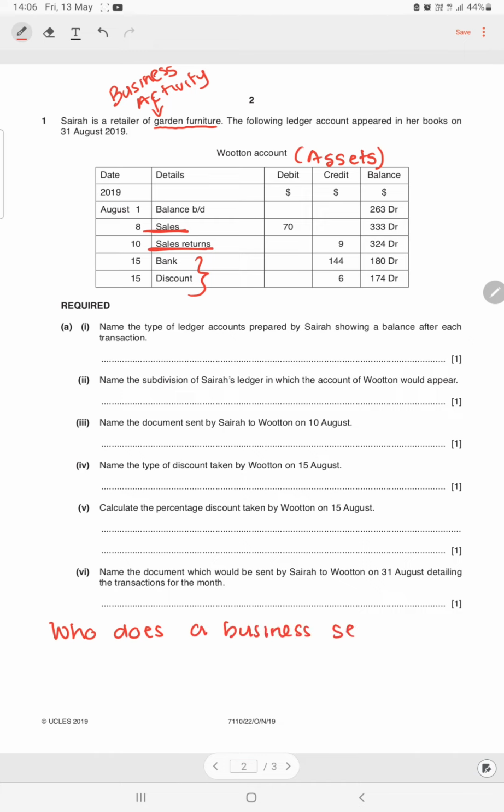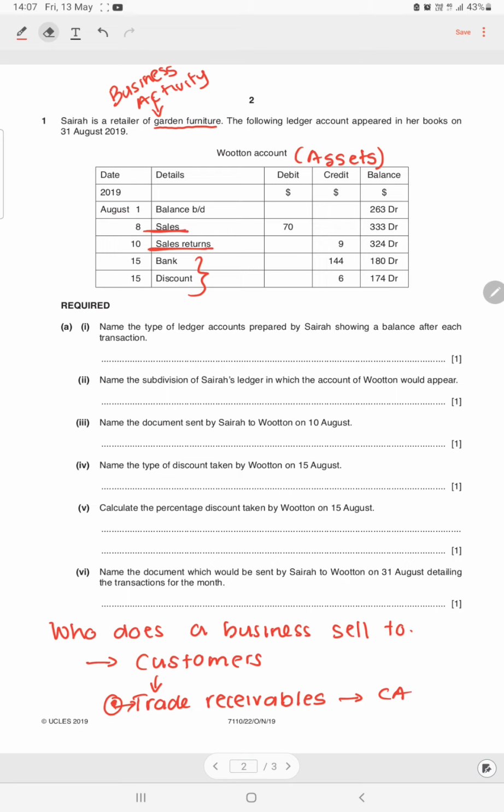A business sells to customers. The next question you ask is, who are customers to a business and how are they categorized? Customers are also called trade receivables. Any customers who you sell to on credit basis automatically become trade receivables. So trade receivables are current assets and it meets the element of assets. So that's all you have to figure out.